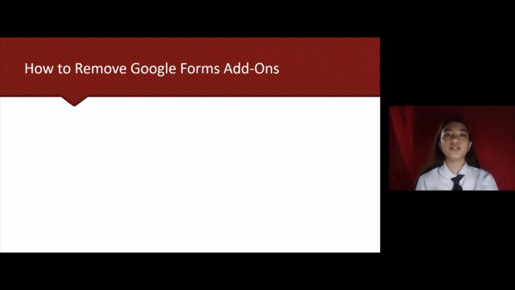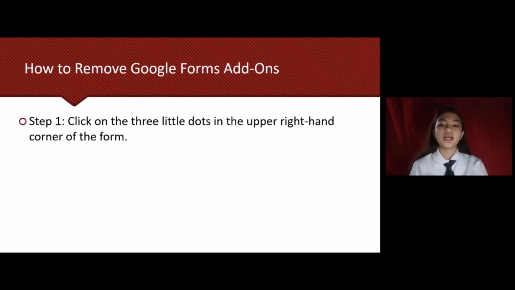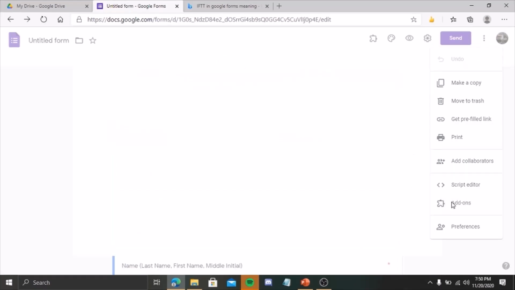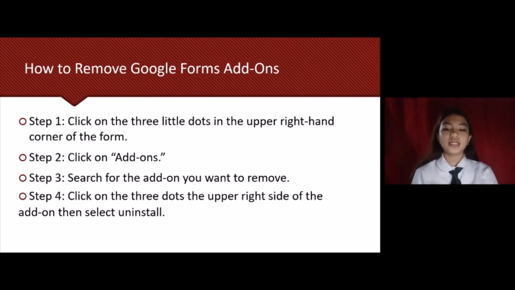Now, for example, you don't want that certain add-on to use anymore. All you have to do is click on the three little dots in the upper right hand corner of the form. Step 2, click on add-ons. Then search for the add-on you want to remove. And then finally, click on the three dots to the upper right side of the add-on, then select uninstall.